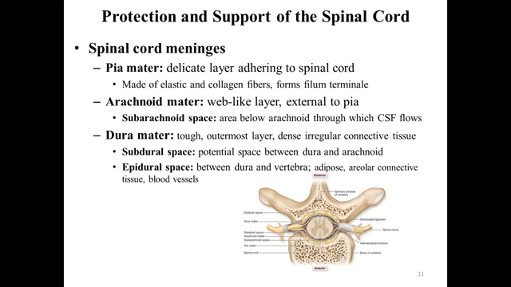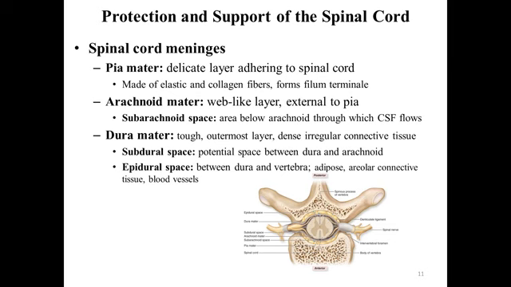The spinal cord is protected and encapsulated by spinal cord meninges, which are continuous with the cranial meninges. The pia mater is composed of elastic and collagen fibers and adheres to the spinal cord. It forms the filum terminale. The arachnoid mater is a web-like layer below which is the subarachnoid space, which is where the cerebrospinal fluid flows.